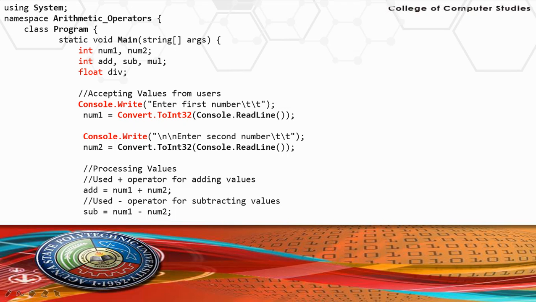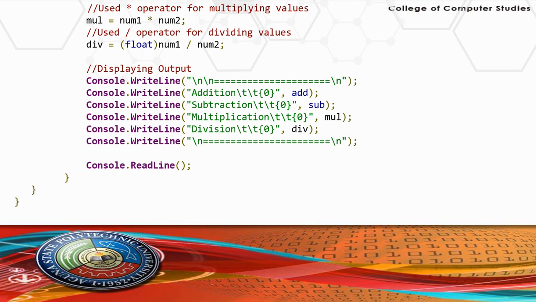And then we have here your equations. So add is equal to num1 plus num2, sub is equal to num1 minus num2, mul is equal to num1 times num2, and div is equal to num1 divided by num2. Take note, I have here the word float, which means I used explicit type conversion. Num1, which is originally of type int, at this point I used as type float. And then I displayed all the output.